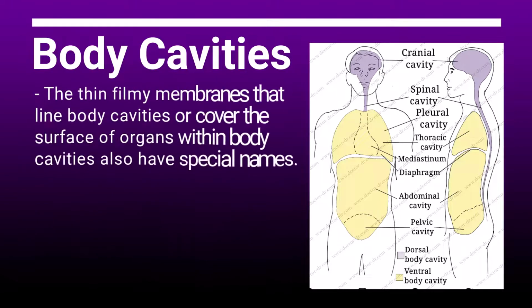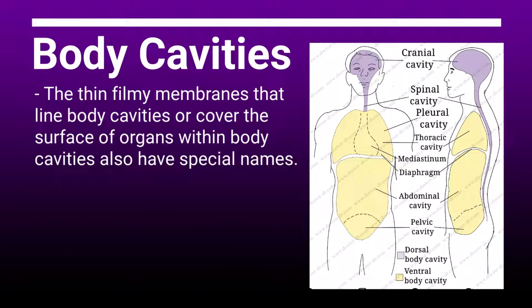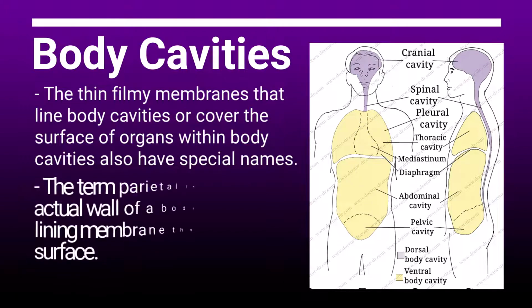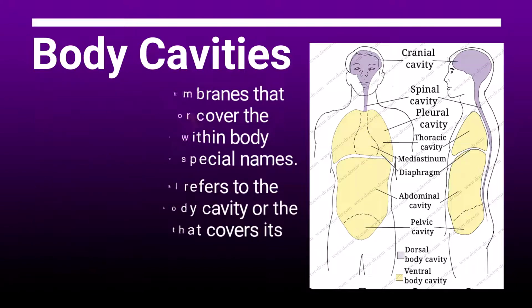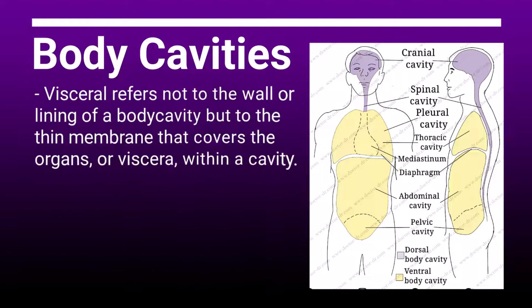The thin filmy membranes that line body cavities or cover the surface of the organs within the body cavities also have special names. The term parietal refers to the actual wall of the body cavity or the lining membrane that covers its surface. Visceral refers not to the wall or lining of a body cavity but to the thin membrane that covers the organs or viscera within a cavity.